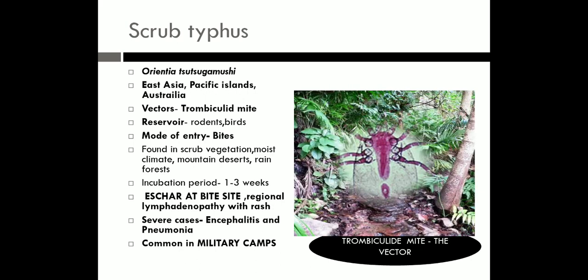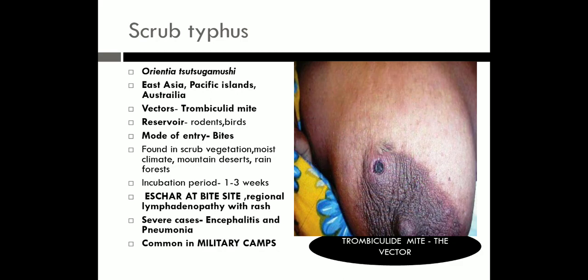So the incubation period of this particular illness is around 1 to 3 weeks, and it is usually found in the scrub vegetations. So therefore you have a classical manifestation which is called an eschar. Please remember, among the rickettsial infections, we have noted so far that eschar is seen typically in the Indian tick typhus variety, in rickettsial pox, and this is the third rickettsial infection where eschar is usually seen.